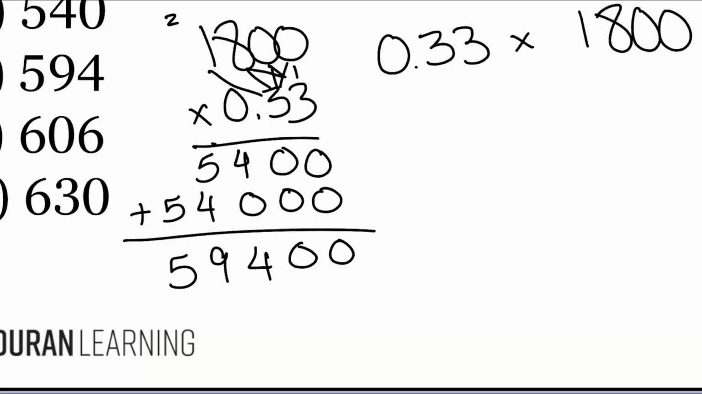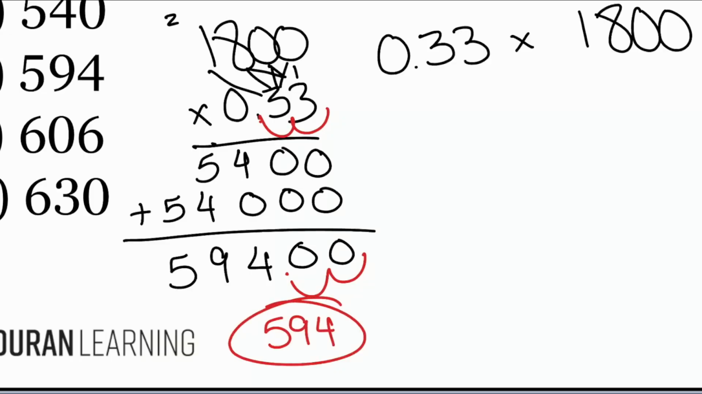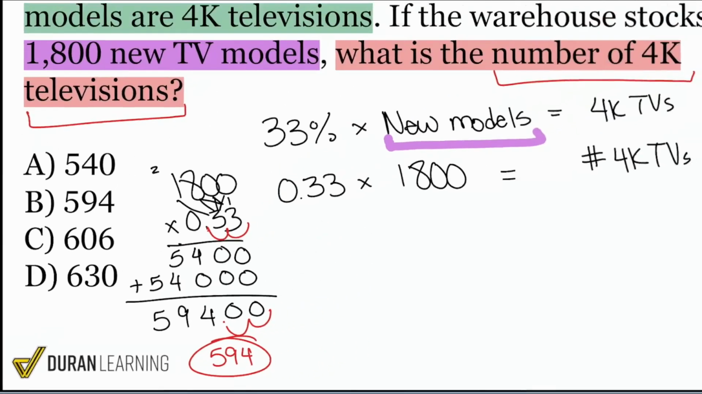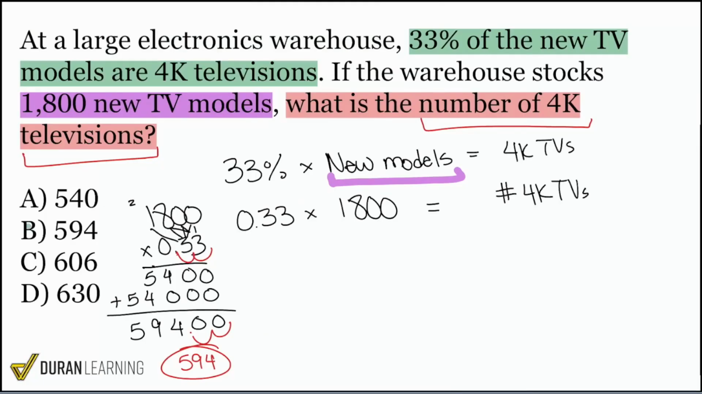Everybody, how many decimal places are we bringing back? Cool. That's going to be 2. That's right. 1, 2, 1, 2, and we are done. 594 is the answer, and that's going to be answer choice B.